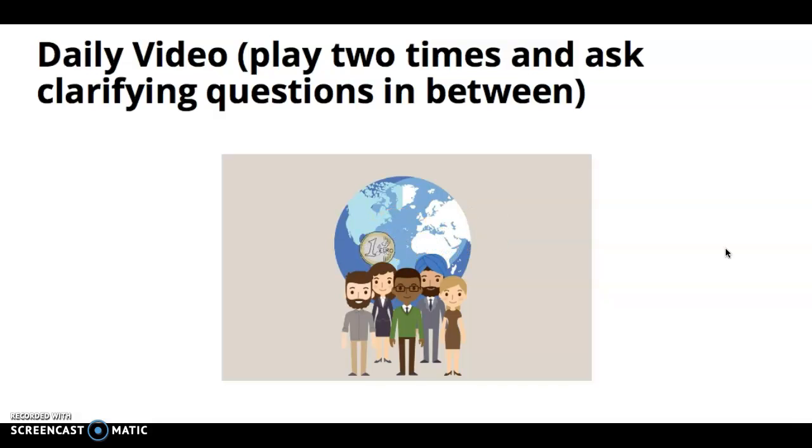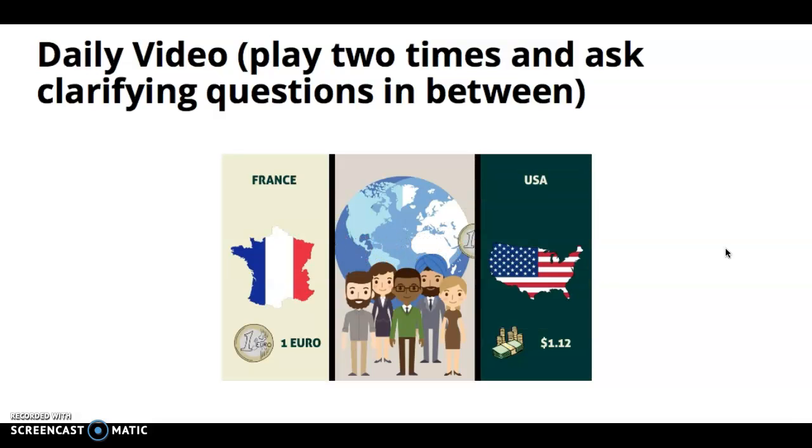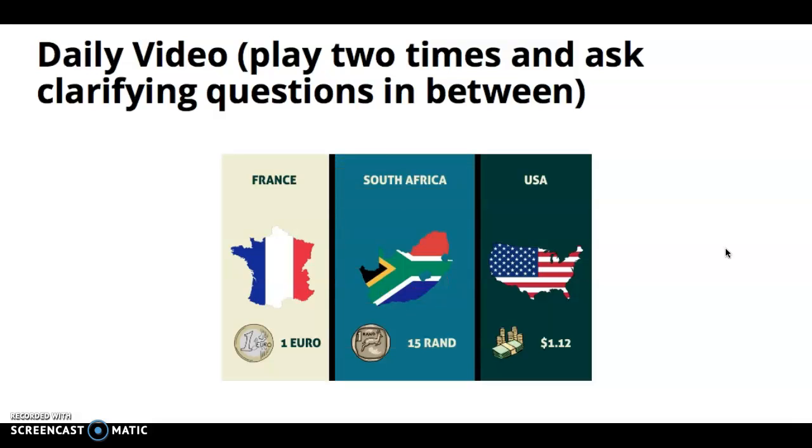Since different countries use different currency systems, a McDougall burger, for example, has a different price depending on the country you're in. €1 in France, for example, is equal to about $1.12 in the United States. The same amount of money is equal to a little more than 15 South African rand.